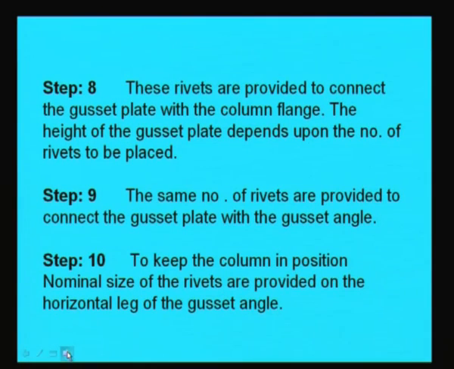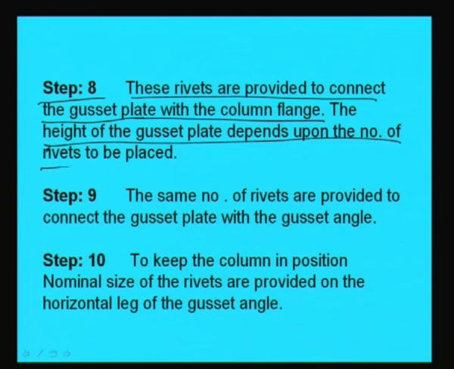Next, in step 8 we will find out that these rivets are provided to connect the gusset plate with the column flange. The height of the gusset plate depends upon the number of rivets to be placed. So, we will decide the gusset plate height on the basis of the number of rivets, and we have to give minimum pitch and minimum edge distance. In this way we will finally find out the height of the gusset plate.